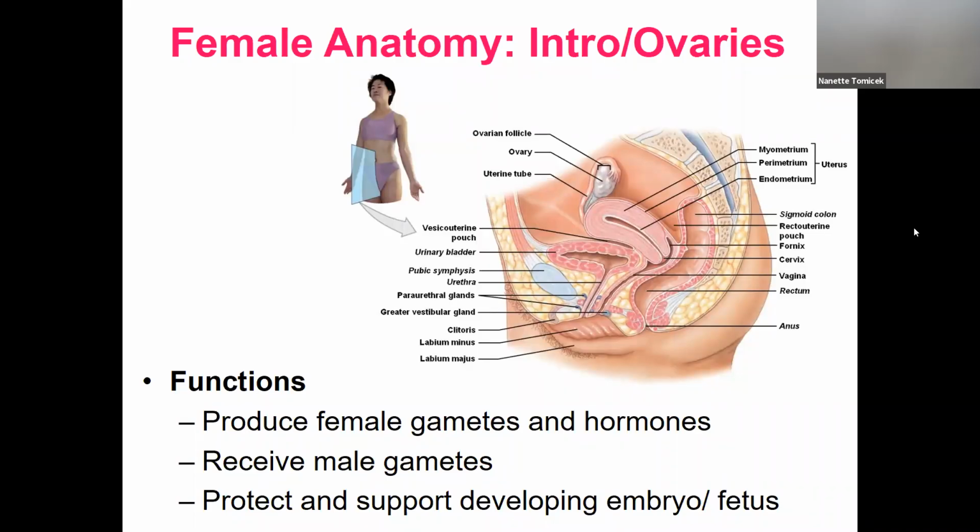This week's lesson is going to be on female anatomy. We're going to give a bit of an introduction, and we're going to look at the larger structures and just sort of get the lay of the land here.